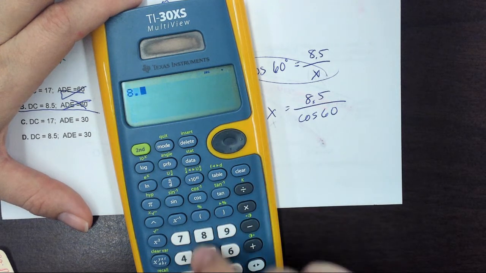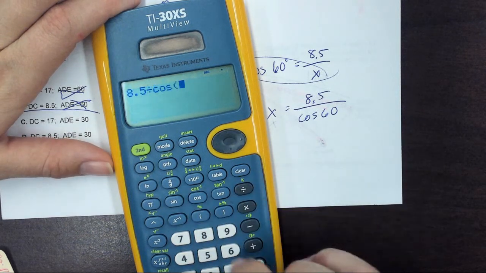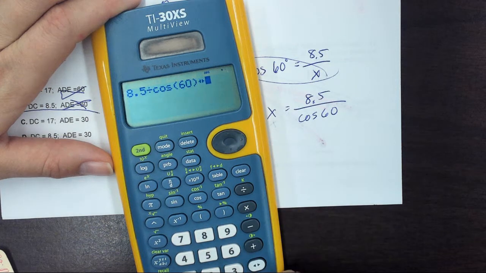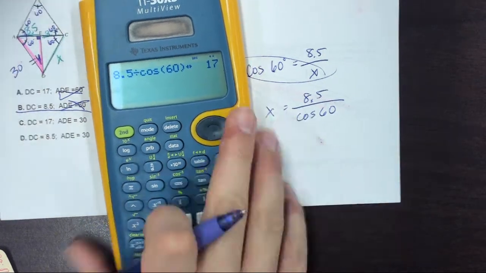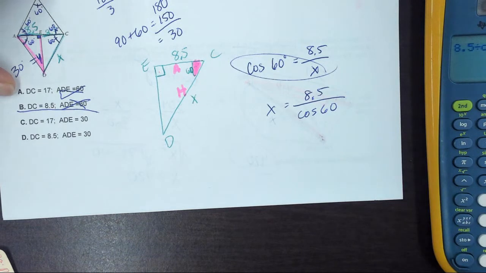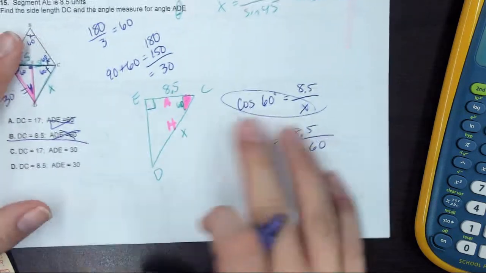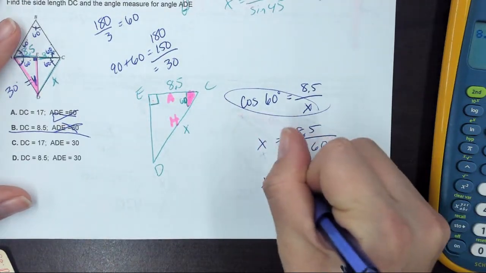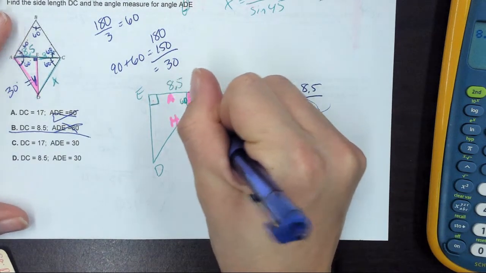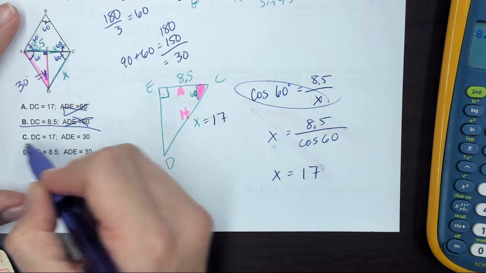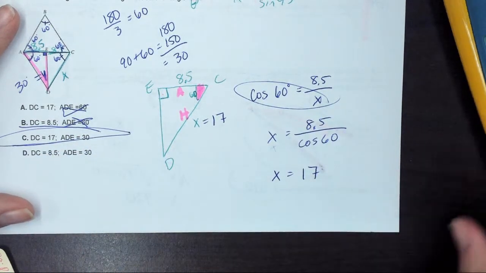Okay, 8.5 divided by cosine of 60 is 17. Okay, so x is 17. So right here, DC is 17. So if I look at these two answer choices, which one's right? C. Whew, and we're done.